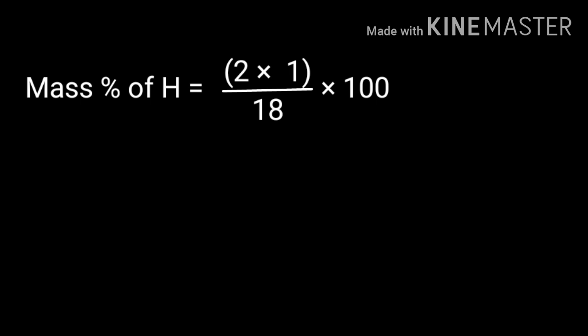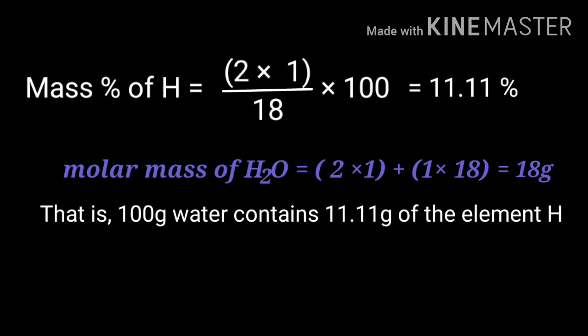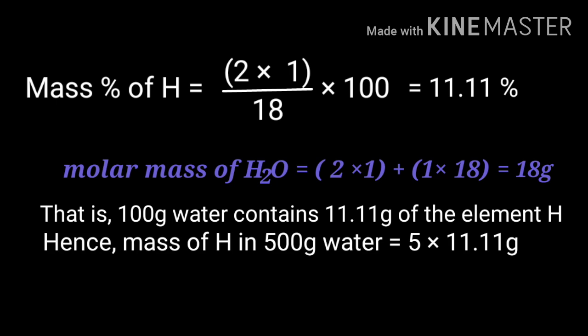Hence, mass percentage of hydrogen is equal to 2 into 1 divided by 18 into 100. Here 18 is the molar mass of water. And this is equal to 11.11%. That means 100 gram of water contains 11.11 gram of the element hydrogen. Hence, 500 gram of water contains 5 into 11.11 gram, that is equal to 55.55 gram of hydrogen in it.